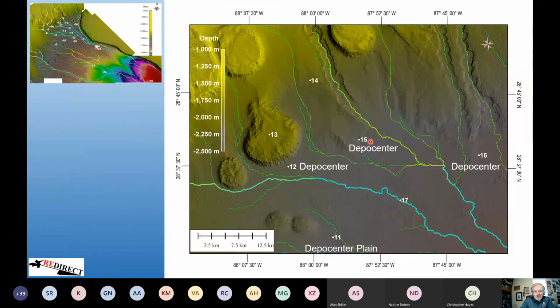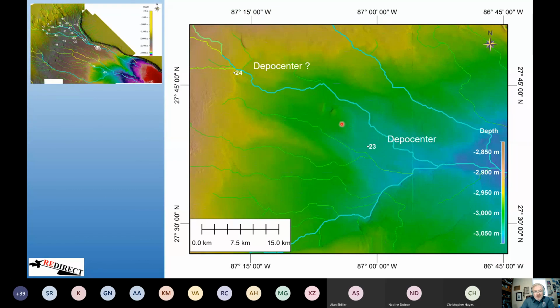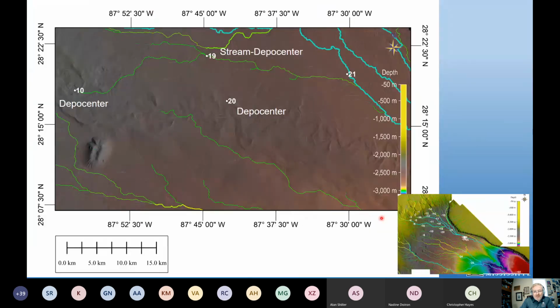So again, we have depot centers between the streams, out in the open plain depot centers, because this is the really deep water. We are now at almost 3,000 meters. This is in the deep Gulf. We have depot centers, stream depot centers. So you can see the differences in the morphology of the seafloor, and we have different depths in there.